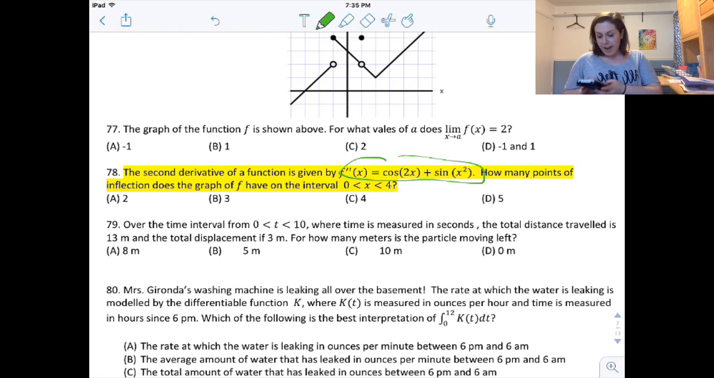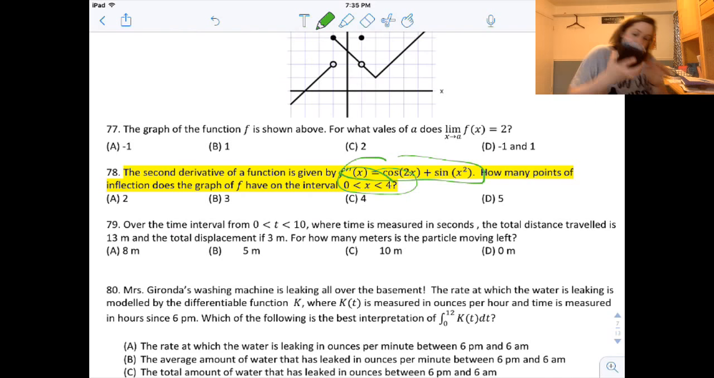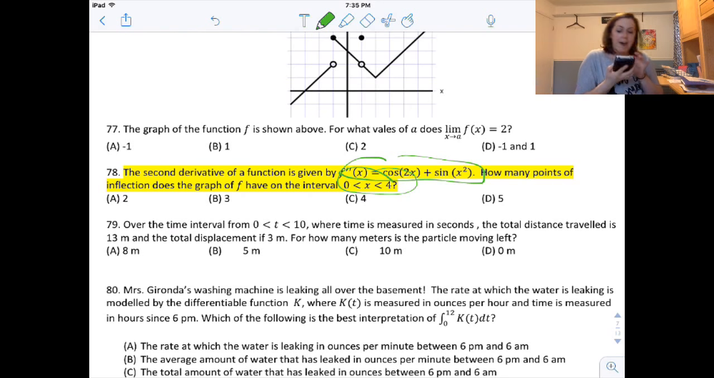So cos 2x plus sine x squared, and I know already that you guys are in radian mode, right? So I'm going to graph those, and it tells me that my interval is from 0 to 4. So I put that into y equals, and in my window, I'm going to make my window only go from 0 to 4, so that I only see that stuff that I want. Now, I'm going to come into you guys so you can see this.